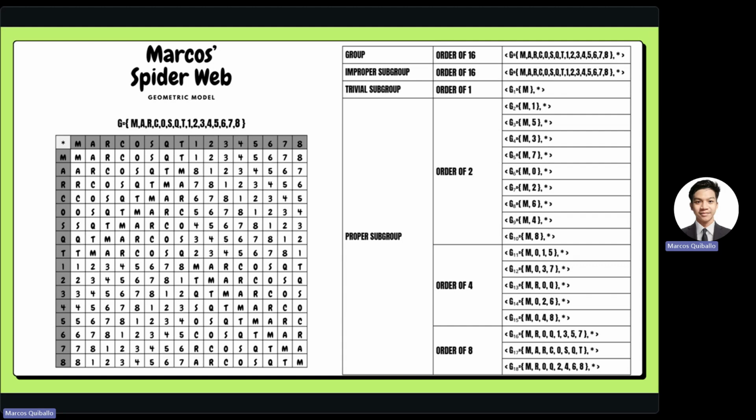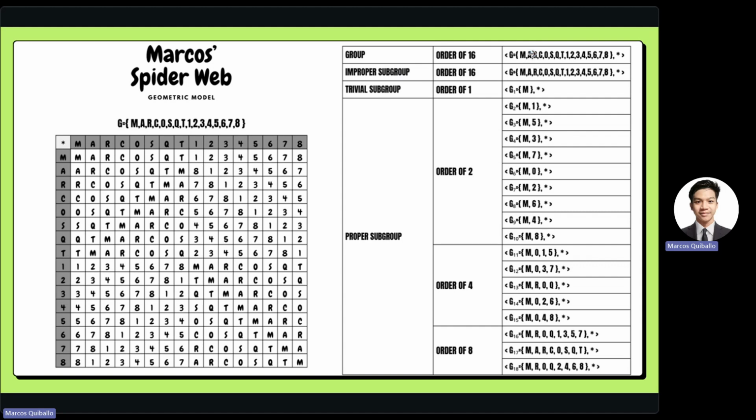also the proper subgroup. We have here a group, and we all know that set G has 16 elements, which are 1, 2, 3, 4, 5, 6, 7, 8. It is a combination of numbers and letters. So when we define the divisors of 16, we have 1, 2, 4, 8, and 16.